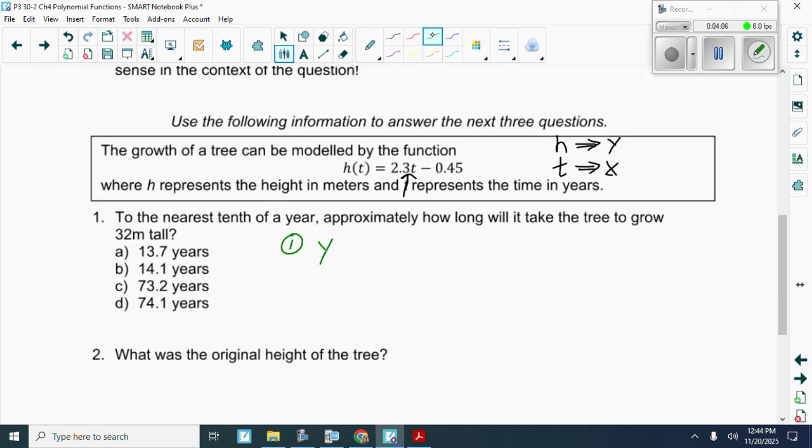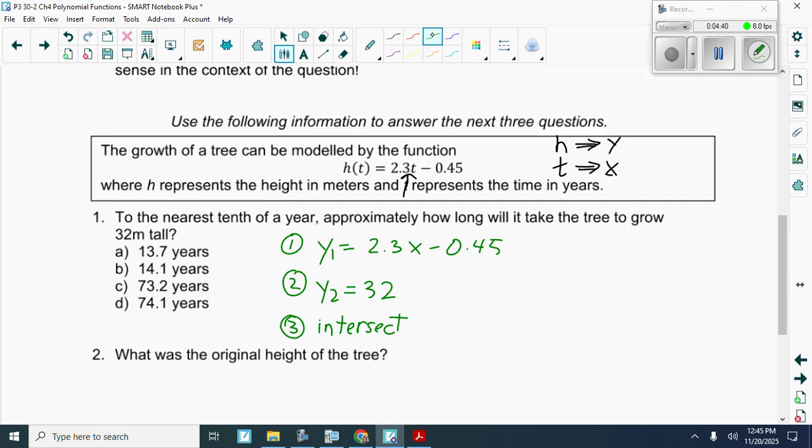So here's one strategy. You'd put this into your X function, minus 0.45. And then the second thing you would do is you would say Y2 is equal to 32, and then you would find out where they intersect. Did anybody think about using substitution? You could do substitution.